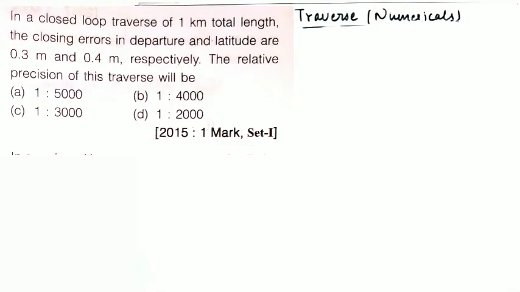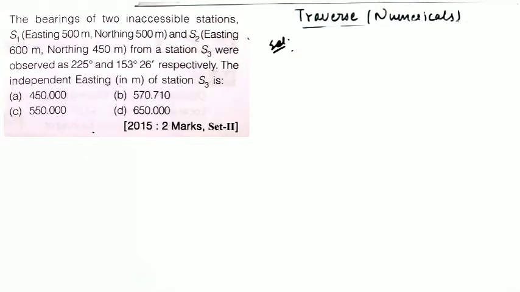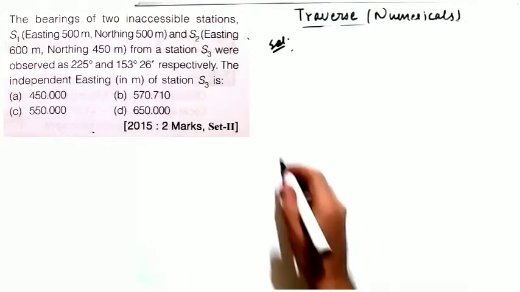The next question says that the bearings of two inaccessible stations S1 and S2. The northing and easting of S1 is given, the northing and easting of S2 is given, and the bearings with respect to a new station S3 is also given, and you are asked to calculate the easting of station S3.